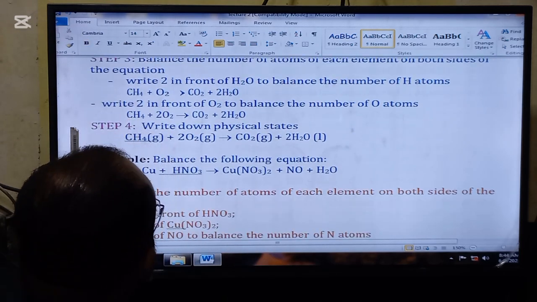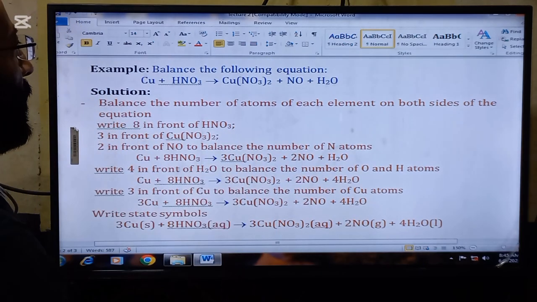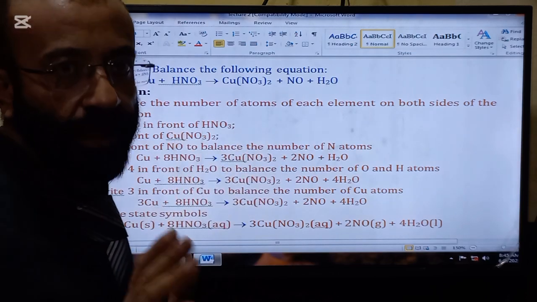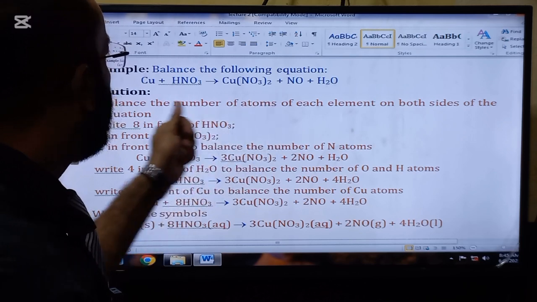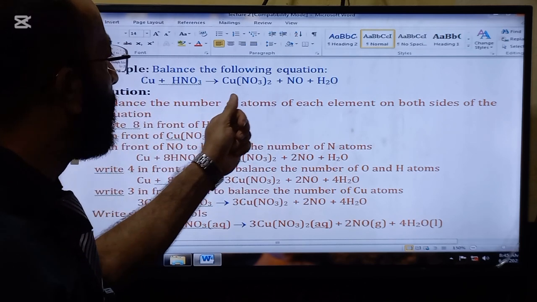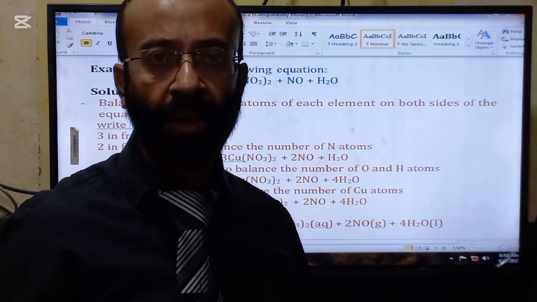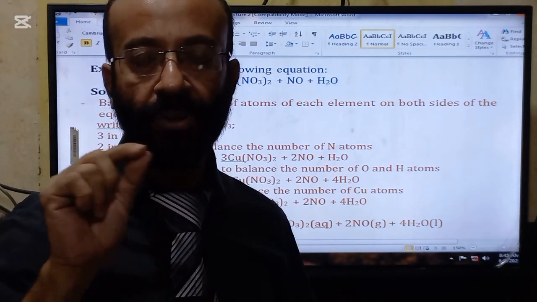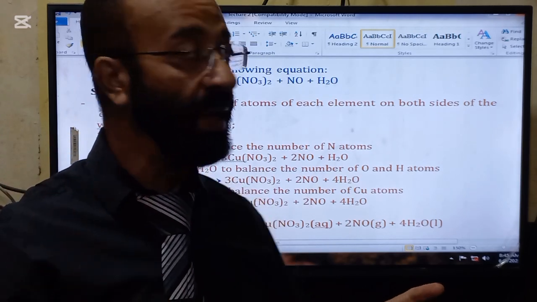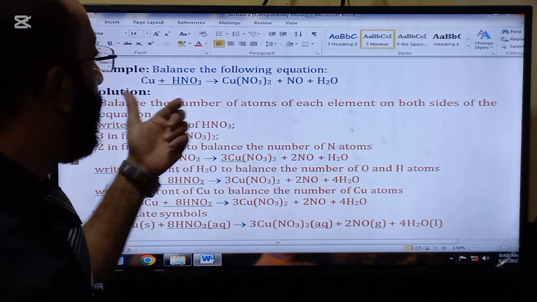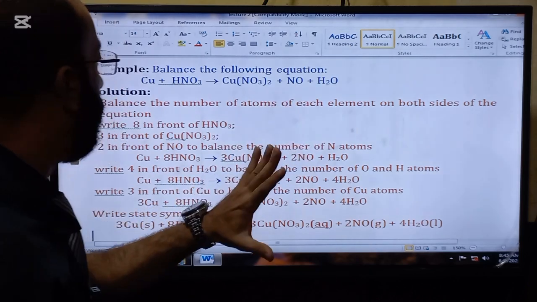Okay, here is another example. Balance the following equation. This is a somewhat difficult equation to balance, so concentrate yourself. Balance the following equation: copper plus HNO3 forms copper nitrate plus NO plus H2O. If you look at the equation, 2 steps are already done. There is no need to write the word equation, and there is no need to write the formulas of the word equation, because we already have an equation which is given in formulas. So formulas are already given.